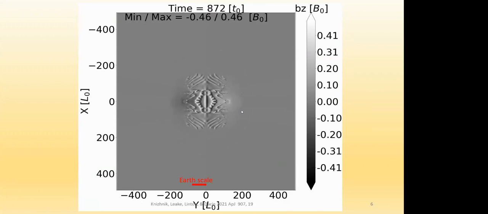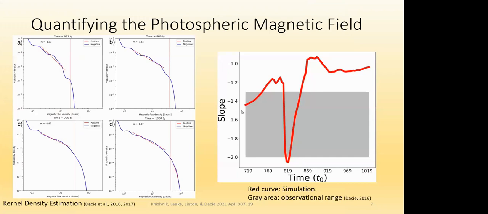One of the things we can do to quantitatively compare the results to HMI is use kernel density estimation, which is a technique developed by Sally Dacie about 5 years ago, where basically she makes a histogram of all of the magnetic field strengths in the active region, and then fits part of that to a line and gets the slope of that line. So that's called a kernel density estimate. It's basically a type of histogram. And so we did that for our simulation.